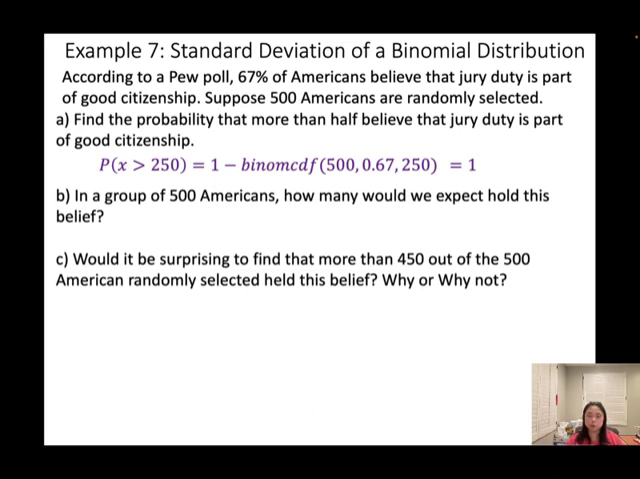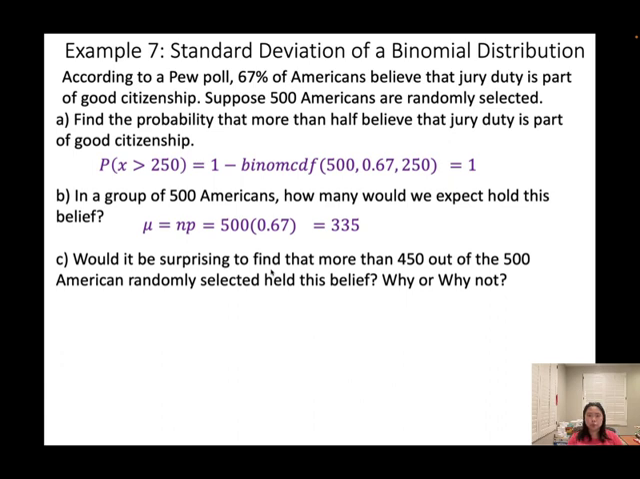Okay, B, in a group of 500 Americans, how many would we expect to hold this belief? We expect, okay, that's called expected value. Remember what the expected value is? That's going to be your mean, right? So plug it in. You should get 335. That will be the mean, okay? The average value.